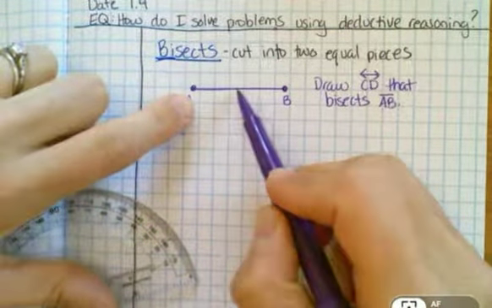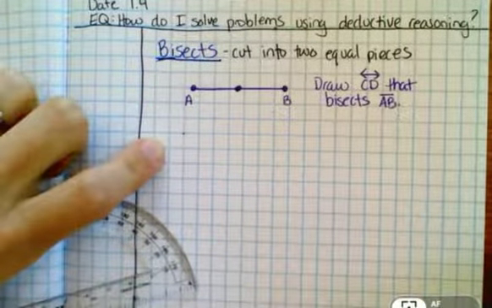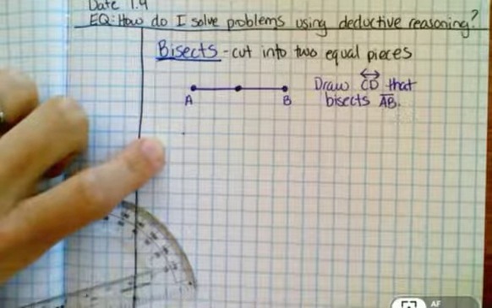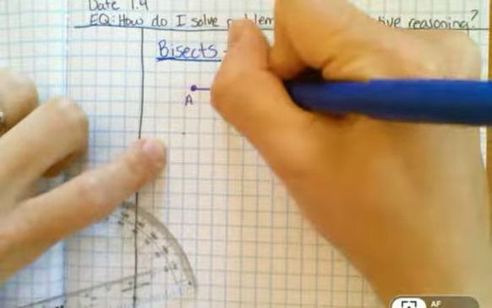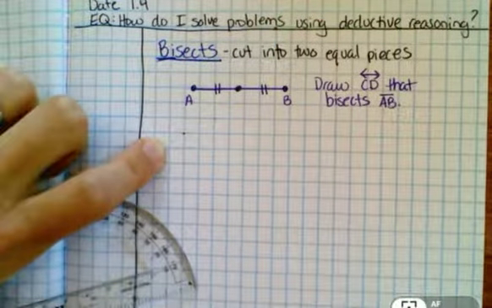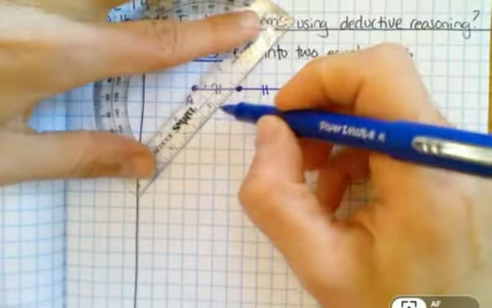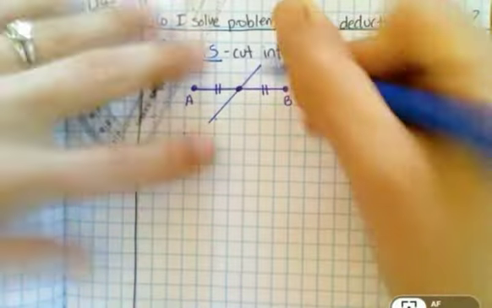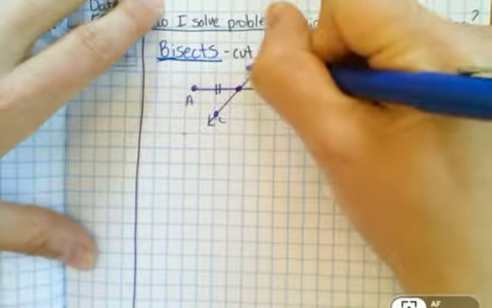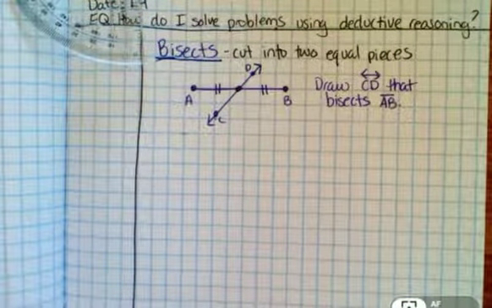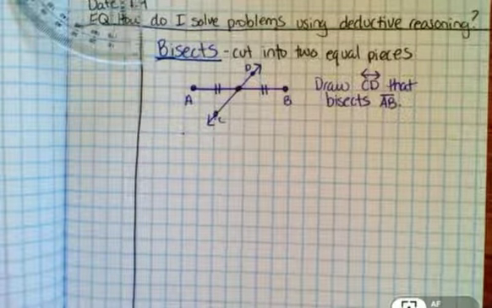And I'm just going to approximate it. It looks like it's about right here for me. But since I don't know if that's exactly the midpoint, I want to make sure that I mark up this segment with little tick marks. That shows that this is the midpoint. And then my line CD can go any which way. So I'll just have it go this way. And I need to make sure I label it with a C and a D somewhere. Okay. So that line is bisecting the line segment AB.